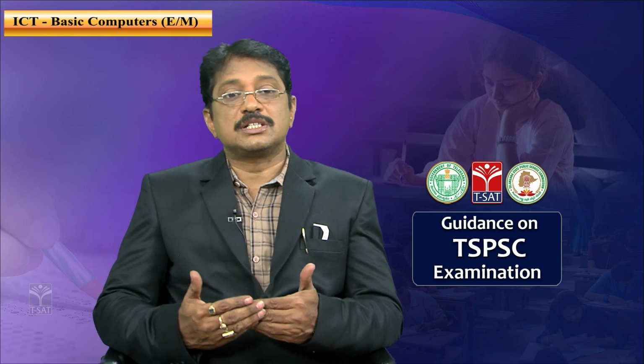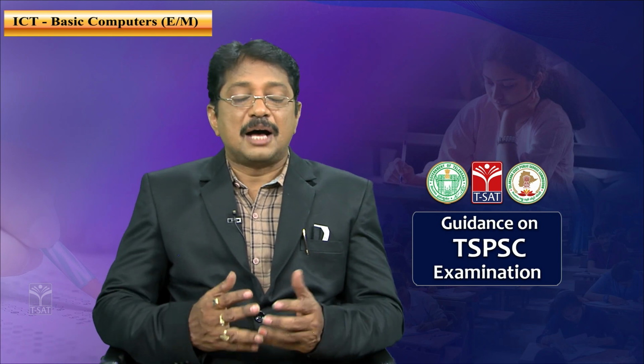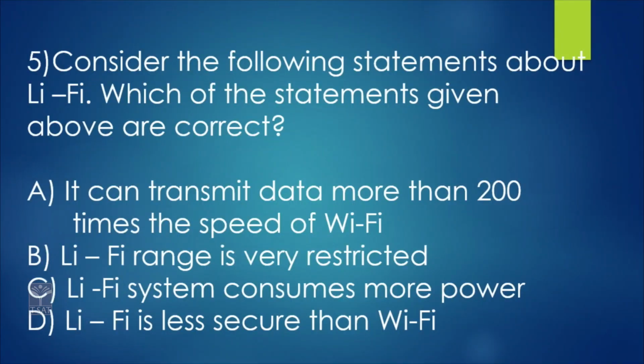Now, the questions that were asked on the Li-Fi concept. The options are: it can transmit data more than 200 times the speed of Wi-Fi; Li-Fi range is very restricted; Li-Fi system consumes more power; Li-Fi is less secure than Wi-Fi. These are the 4 statements given as options A, B, C, D here. So, which statement is correct? First we have to learn about Li-Fi, then you can choose which option is correct.